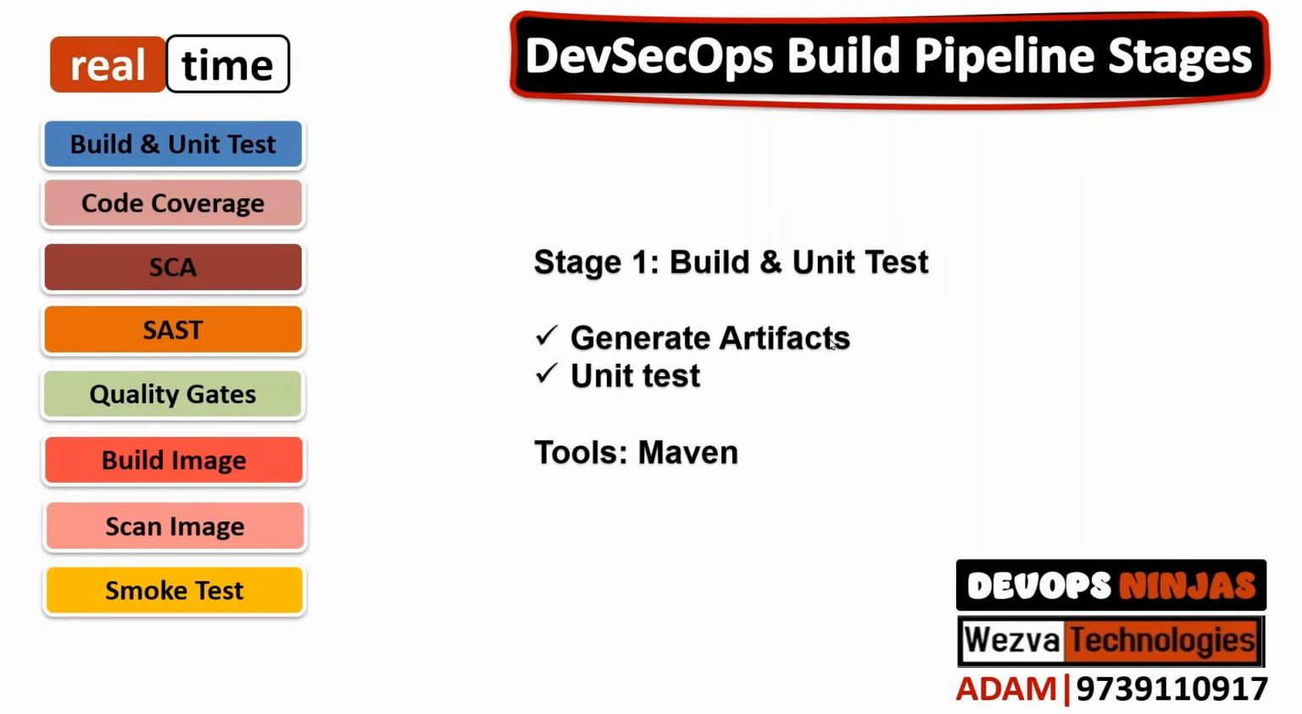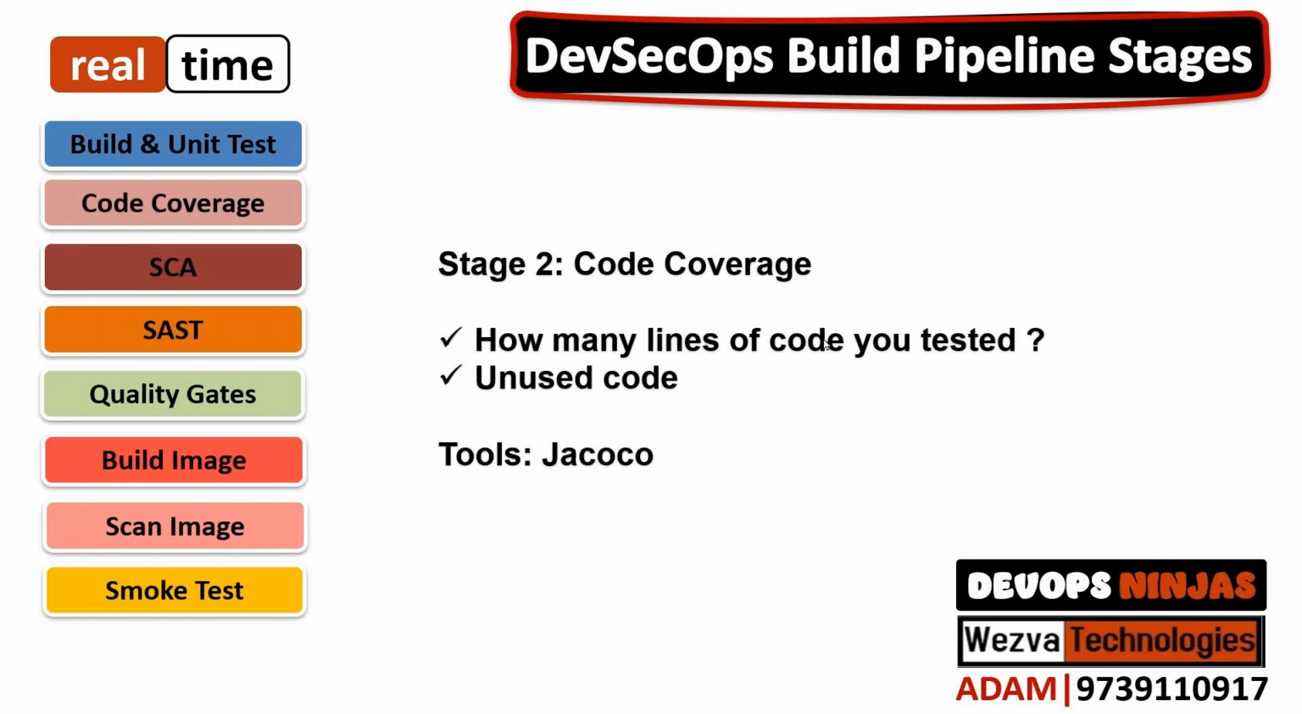Okay, now once that is done, the next stage in DevSecOps is called code coverage. Okay, what is code coverage? Now, most of the time the name itself will give you an answer. What is code coverage? Well, to understand it, let's take this question. In the first step, after the build, we ran some unit tests.